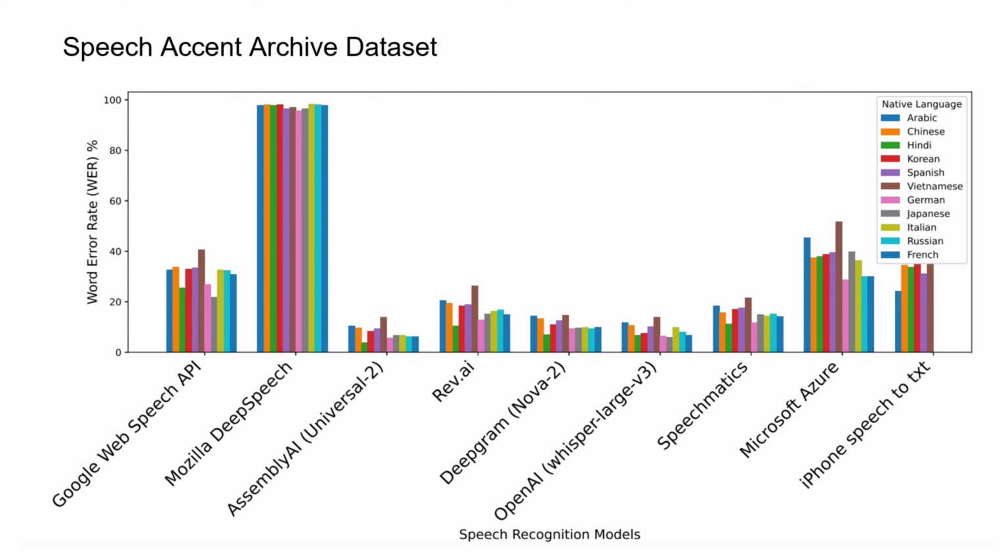Deepgram, OpenAI Whisper, and AssemblyAI demonstrate relatively stable performance across different accents, indicating that they are trained on more diverse datasets. However, Microsoft Azure and iPhone Speech-to-Text exhibit higher WER for specific languages, such as Arabic and Vietnamese, further emphasizing that certain ASR models struggle with linguistic diversity.